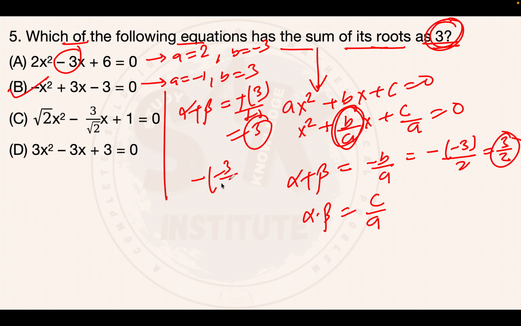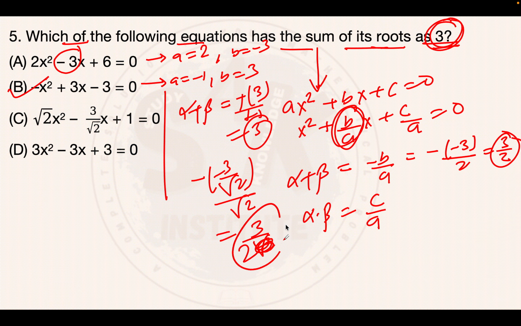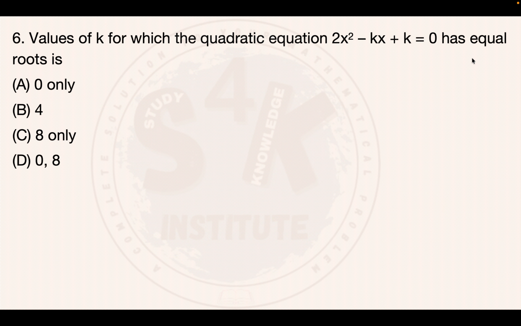Okay, let's see why C and D are not the answer. Minus of minus 3 over root 2 over root 2 will give you 3 over root 2. Sorry, 3 over 2. So it is also not the sum of the roots. And negative of negative 3 over 3 will give you 1. So this is also not the sum of the roots because it is given to be 3. Okay, so let's do the next question.